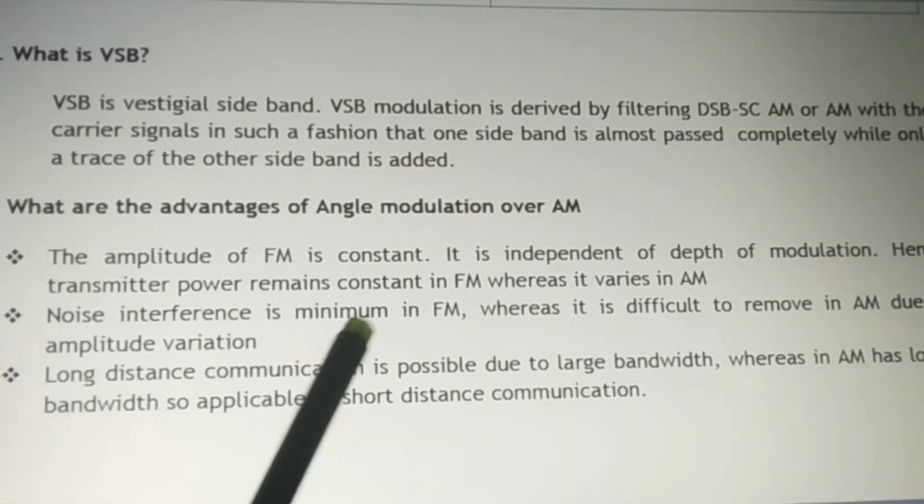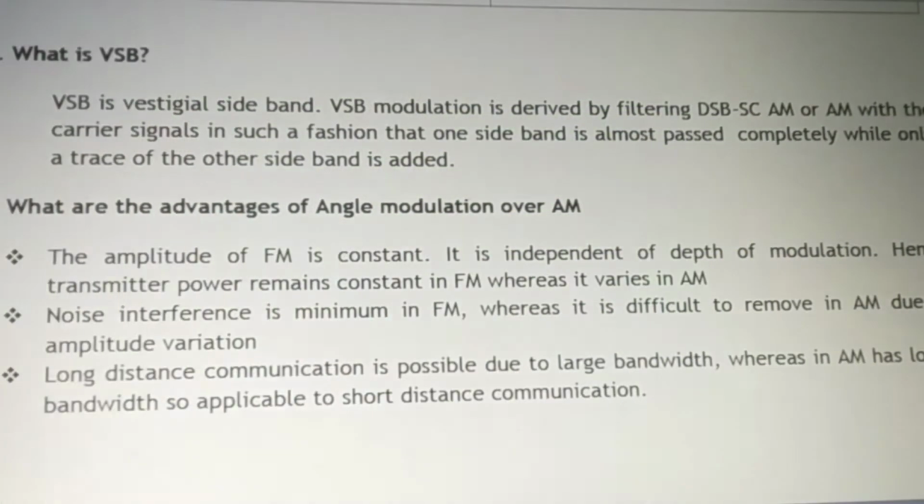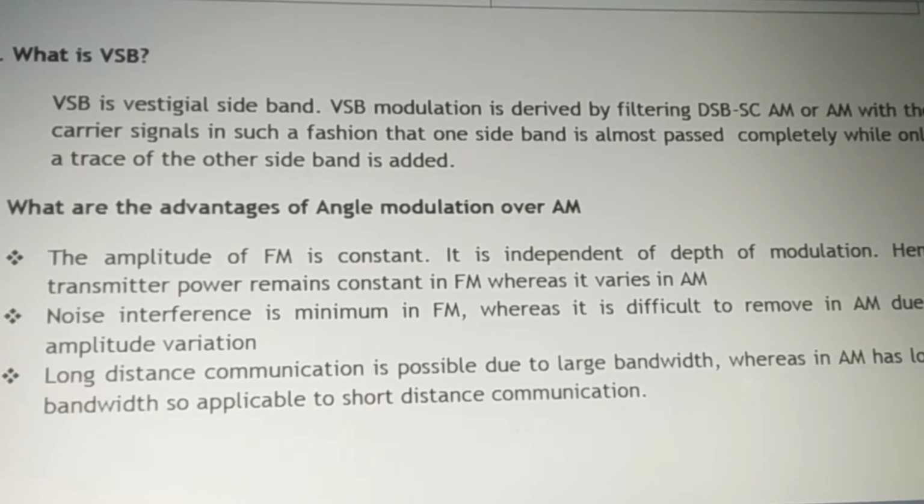Noise interference is minimum in FM, whereas it is difficult to remove in amplitude modulation, due to the amplitude variation. Because in FM we don't have any amplitude variation, but in amplitude modulation we have amplitude variation in the signal, so it is very difficult. Noise interference is more in amplitude modulation than in frequency modulation.